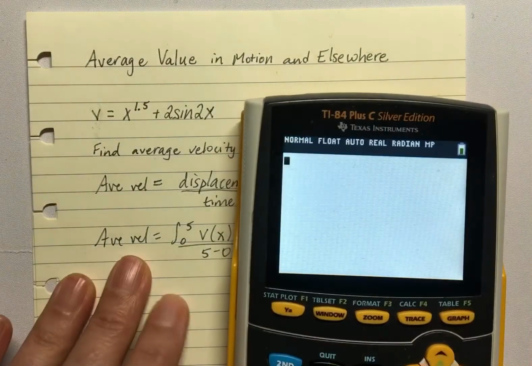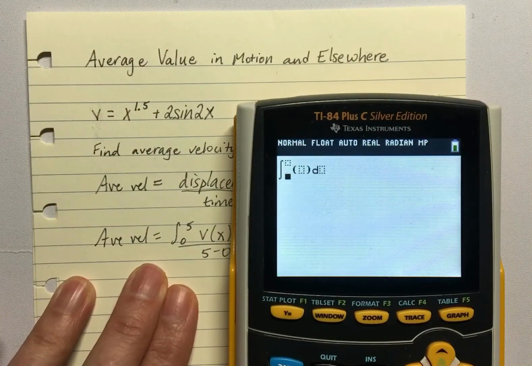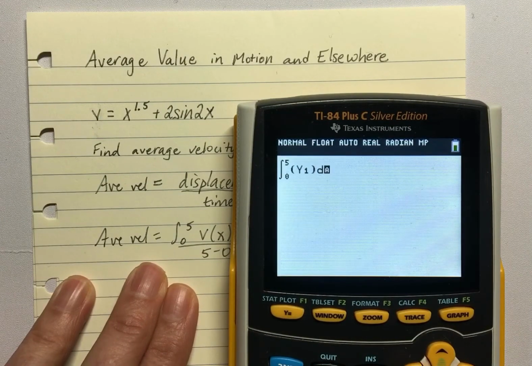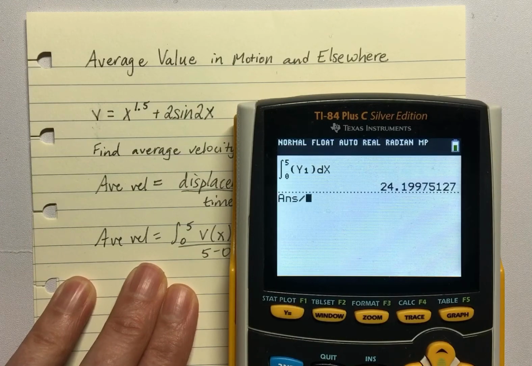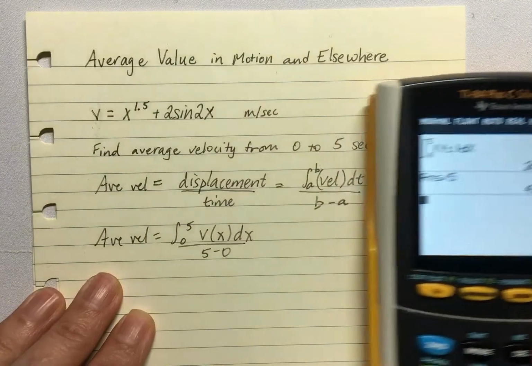I'm feeling a little lazy, efficient. So math 9, 0 to 5, y1, oops, not v, x, hit enter, it'll think about it, and then divide this by 5. So my average velocity is 4.8399.